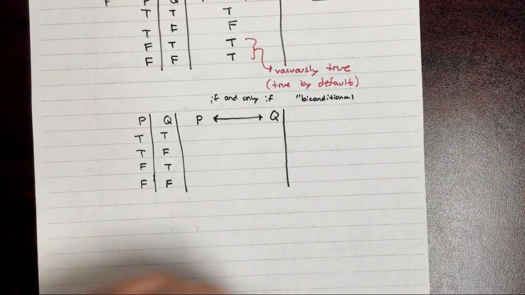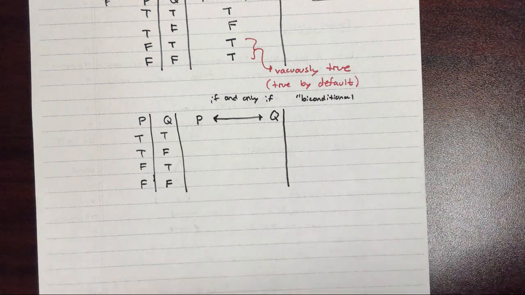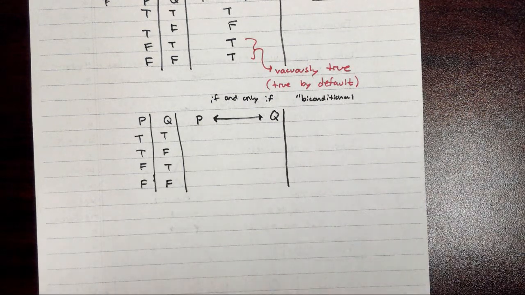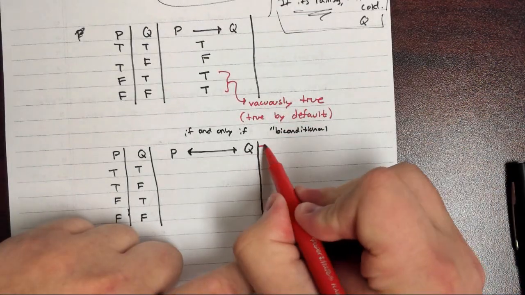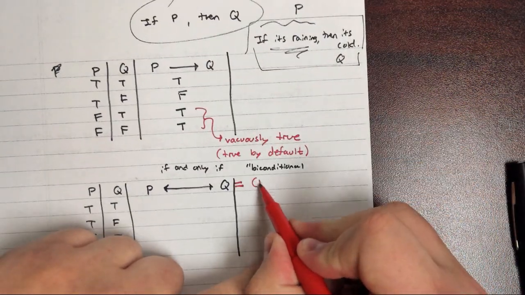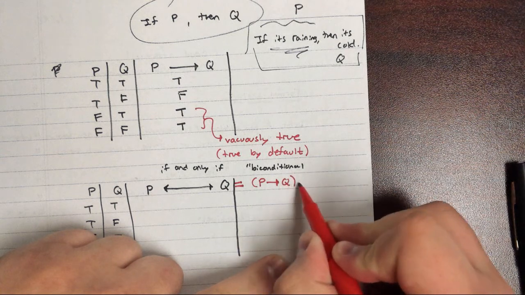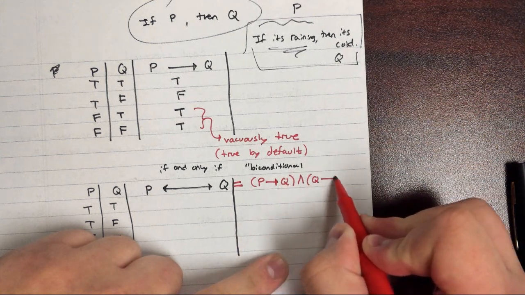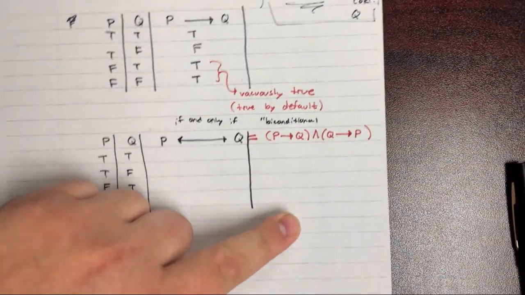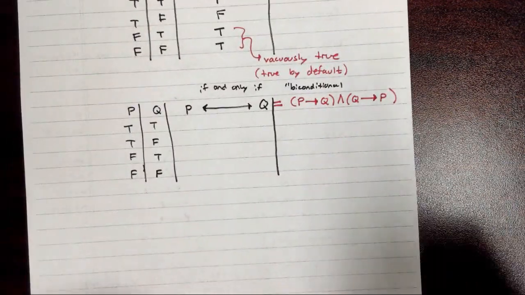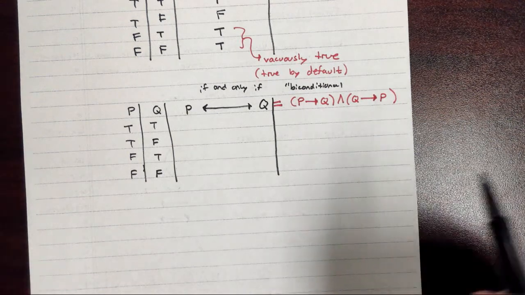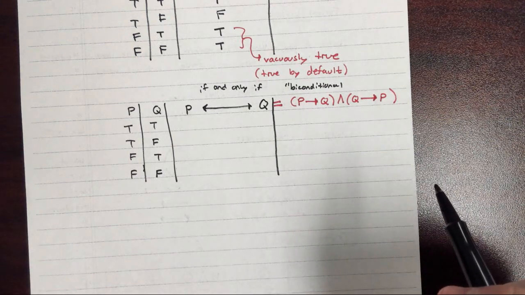And I wish I didn't write the table like that. Because what this means is that P implies Q and Q implies P. So this statement is the same thing as P implies Q and Q implies P. So does that mean it has to be true for both sides in order to be true? In one situation, yeah. But let's look at it.